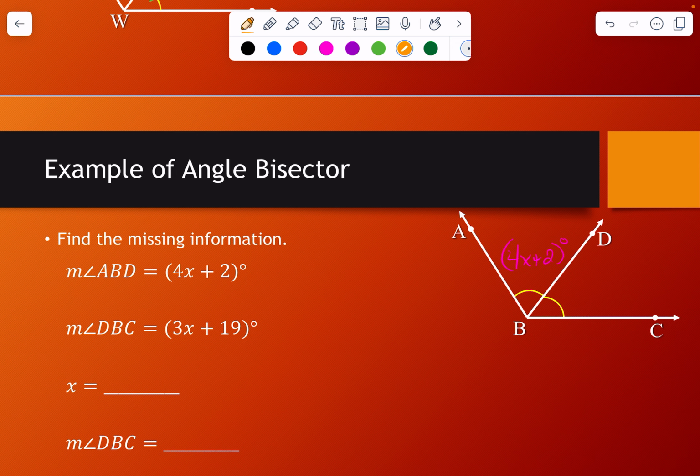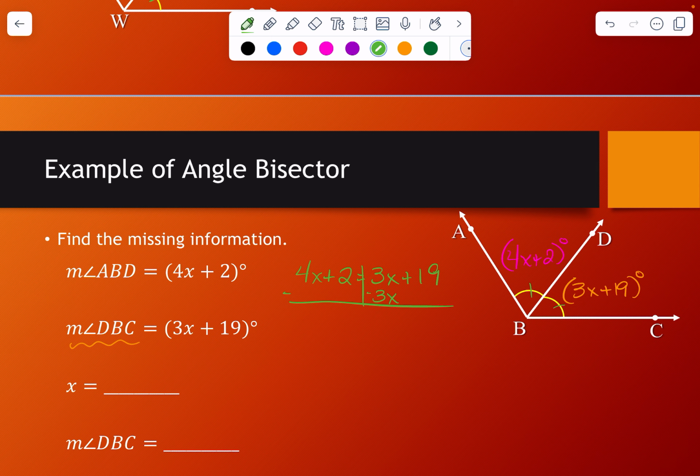It tells me that DBC is 3x plus 19. And what it asks now is, okay, find x and the measure of angle DBC, which is this one here. So let's try to find x. What do I know about these two angles? Well, because they're an angle bisector, I know that those two angles are going to be equal to each other. So I know 4x plus 2 has to equal 3x plus 19.